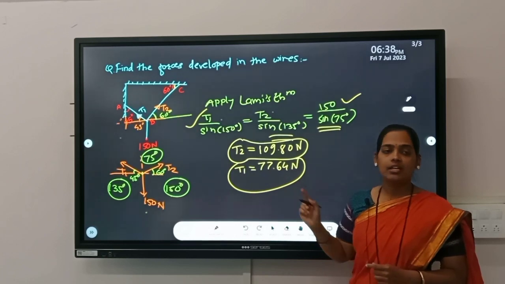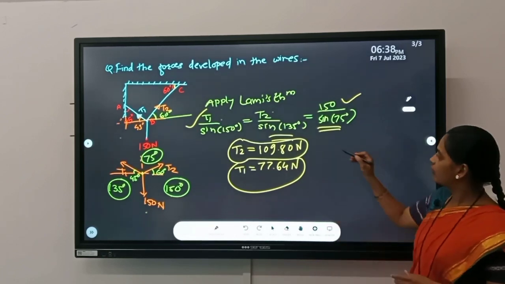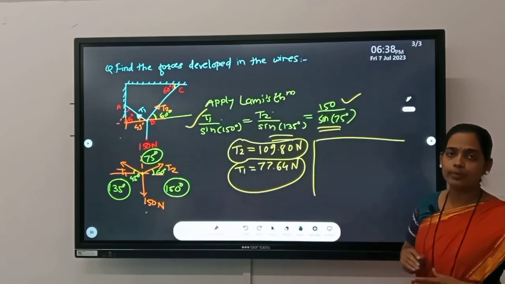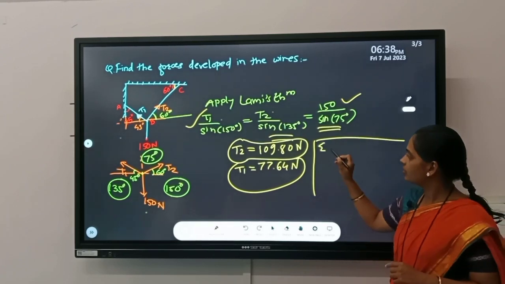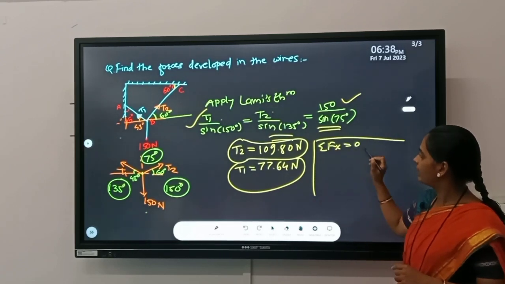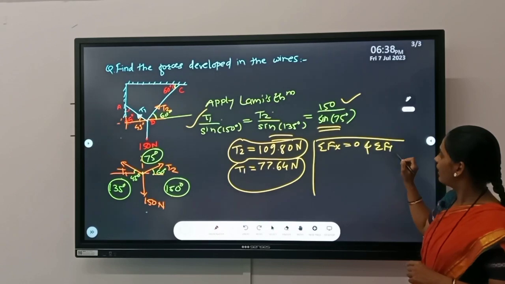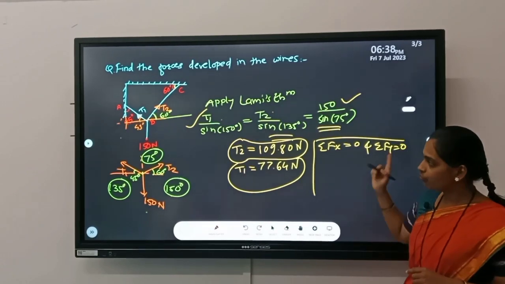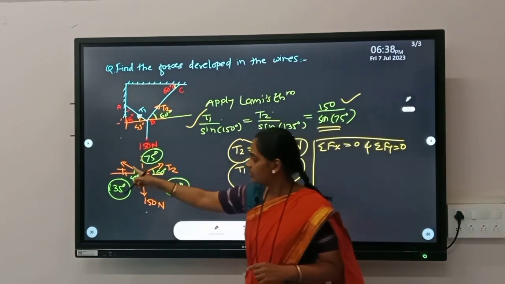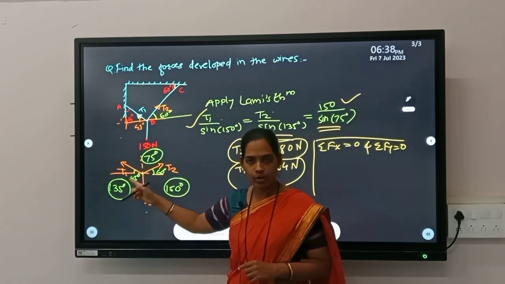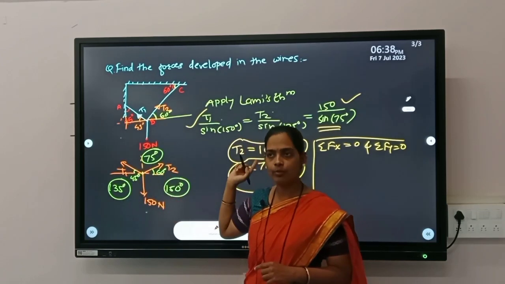Okay, this numerical can also be solved by another method, that is by equilibrium conditions. So what are the equilibrium conditions? Yes, summation Fx is equal to 0 and summation Fy is equal to 0. So for that, just resolve these two forces into x component and y component and then apply the equilibrium conditions.